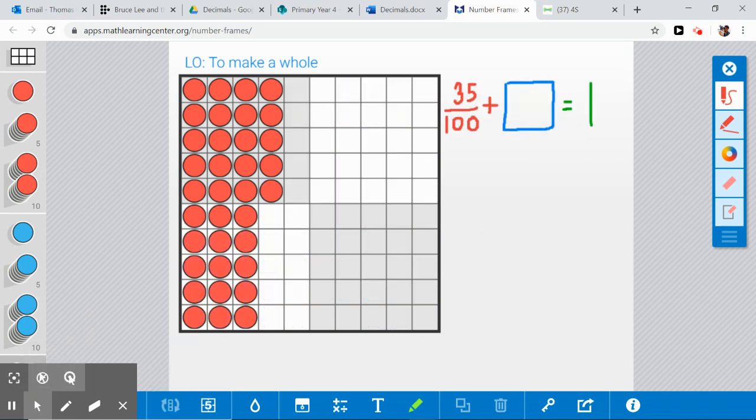So we're going to look at another one here. Here we've got 3 tenths and 5 hundredths. So we've got 35 on the board covered all together. So that must mean 35 hundredths. As a decimal, that would be 0.35. And what we want to know is how many more do I need to cover to make one whole one.